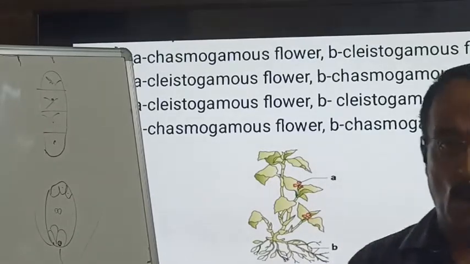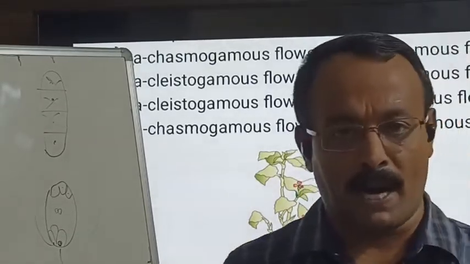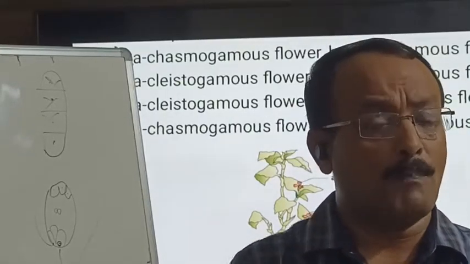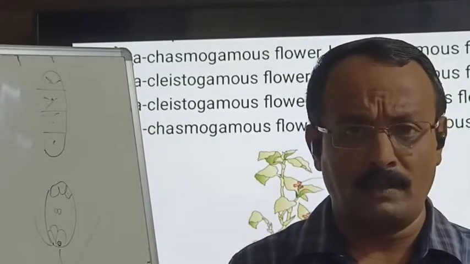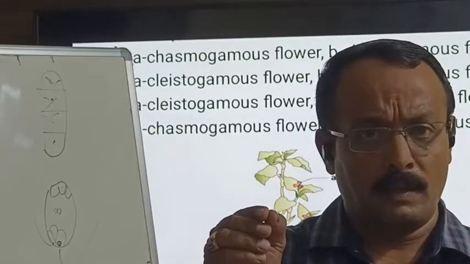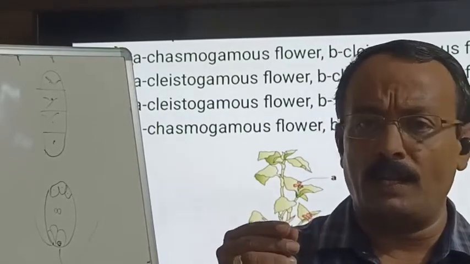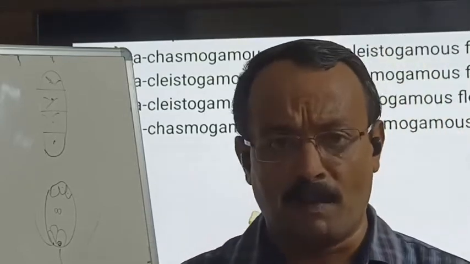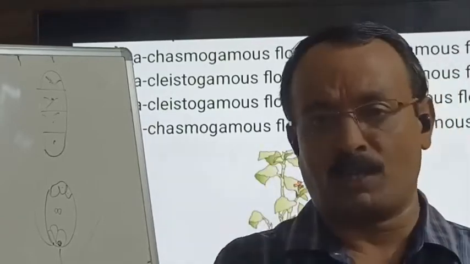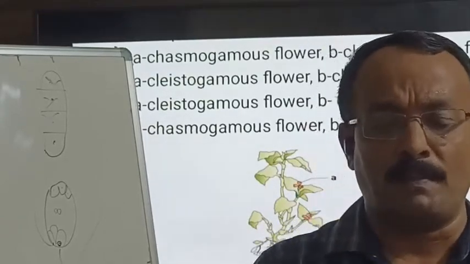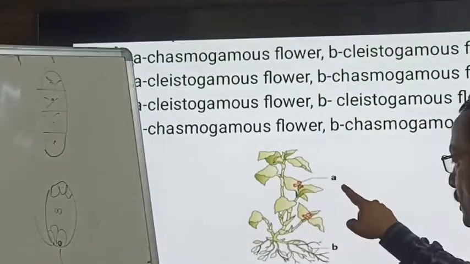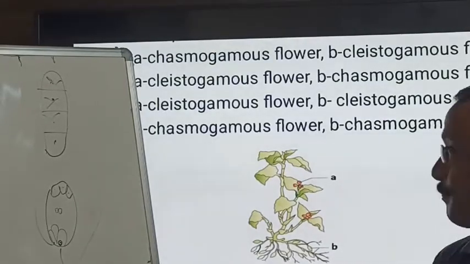A wonderful example to quote is the groundnut plant, Arachis hypogaea. If you observe the developing stage of that plant, you can see flowers appear, but gradually after some days you may not see the flowers, as they penetrate into the soil. They are the cleistogamous flowers found towards the base of the stem, and they develop into groundnut. So A is a chasmogamous flower and B is a cleistogamous flower. Next.